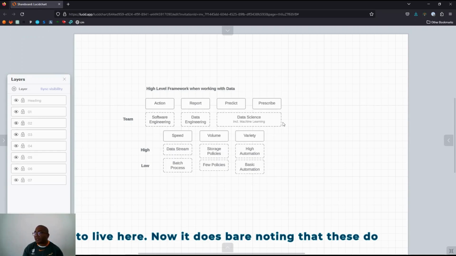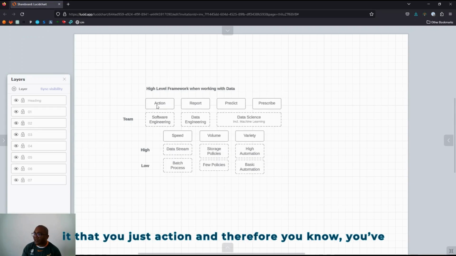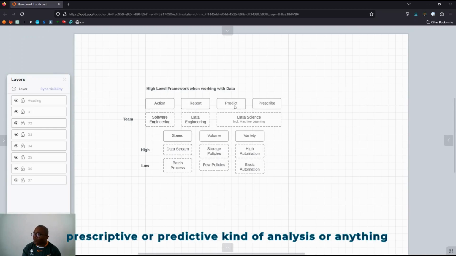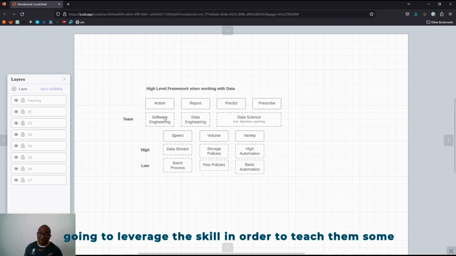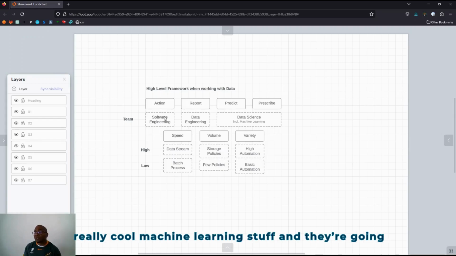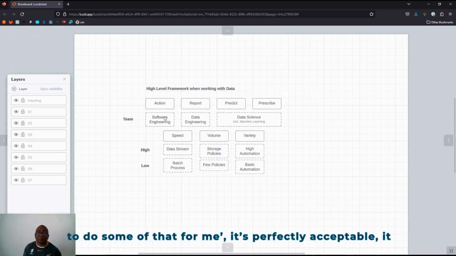Now, it does bear noting that these do work together. So for example, you're not going to have it that you just action, and therefore you've only got software engineers and you never need to do predictive or prescriptive kind of analysis or anything like that. In many cases, what you might do is say, hey, I've got a team of software engineers and I'm going to leverage their skill in order to teach them some really cool machine learning stuff, and they're going to do some of that for me. It's perfectly acceptable. It happens all the time.